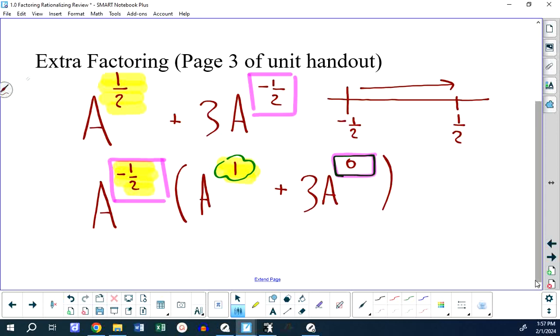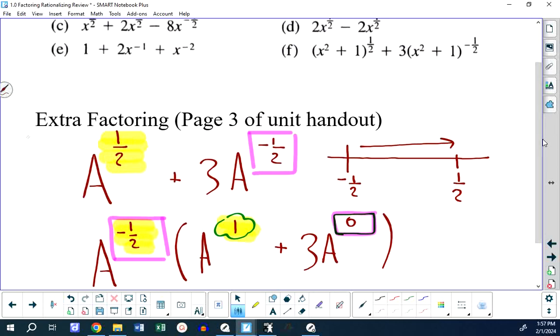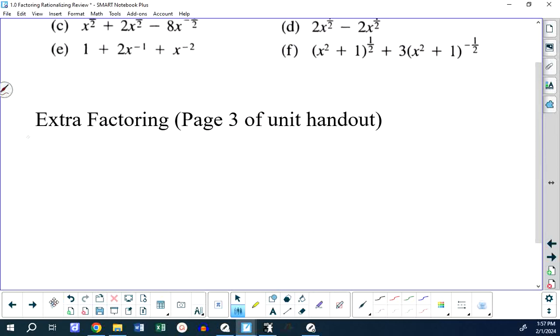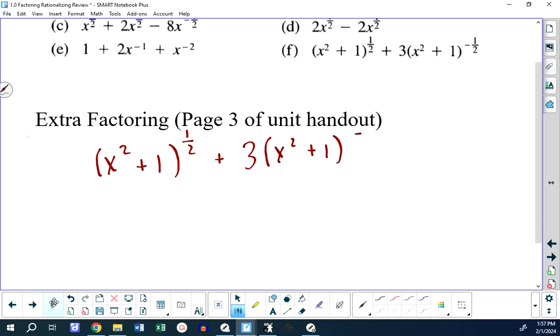Now what we have to do is, as I said, crank it up to the next level and do the same thing with this. So let me write down what this one is. It is x squared plus 1 to the 1/2 plus 3 times x squared plus 1 to the negative 1/2. So I'm going to factor out an x squared plus 1 raised to the negative 1/2 because there's an x squared plus 1 in each, and negative 1/2 is the smallest exponent.